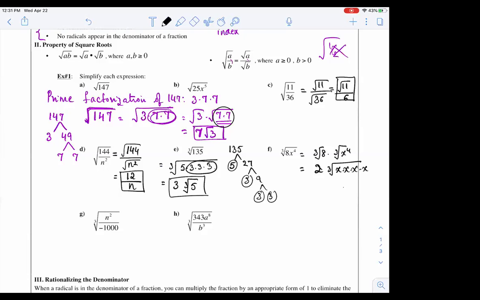Okay. And since it's a cube root, we are going to look for triples. How many triples do we have? Just 1. So how many x's will go out? 1. So x goes out of the radical. And now inside the radical, how many x's do we have? 1. That's the final answer: 2x cube root of x.